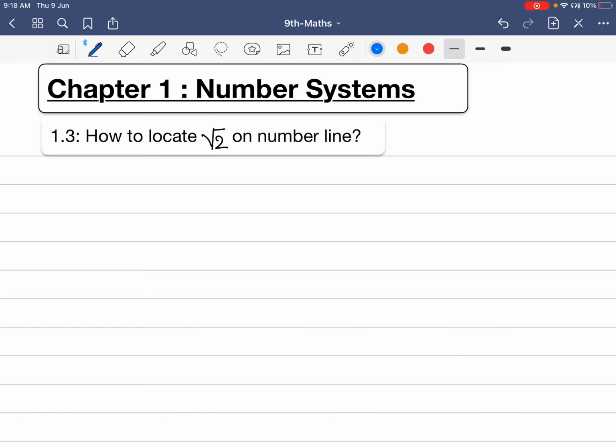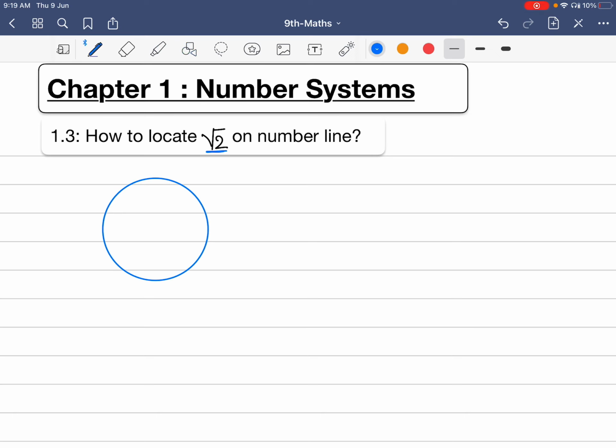But in the previous video, we saw that irrational numbers also exist, and we want to find out how to locate irrational numbers on the number line. So first, we are going to start with a simple example of root 2, how to locate root 2 on the number line. Now, before we start with the actual problem, one important property of a circle is something which we need to discuss.